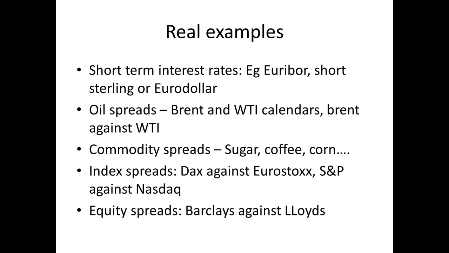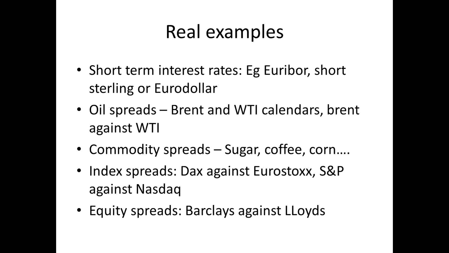Amongst other commodities, we also have sugar, coffee, and corn, and these can also be spreaded. They have a range of maturities, and in the same way as interest rates or oil, we can spread them together. We can do butterfly spreads. This is all possible trading these. We also have index spreads.